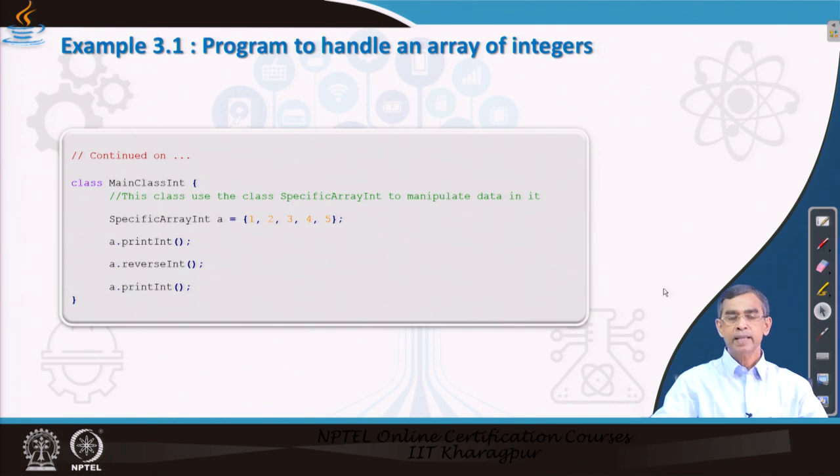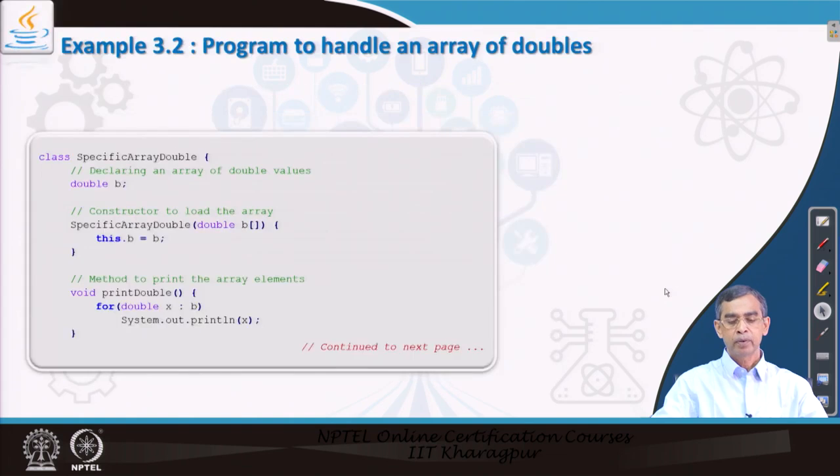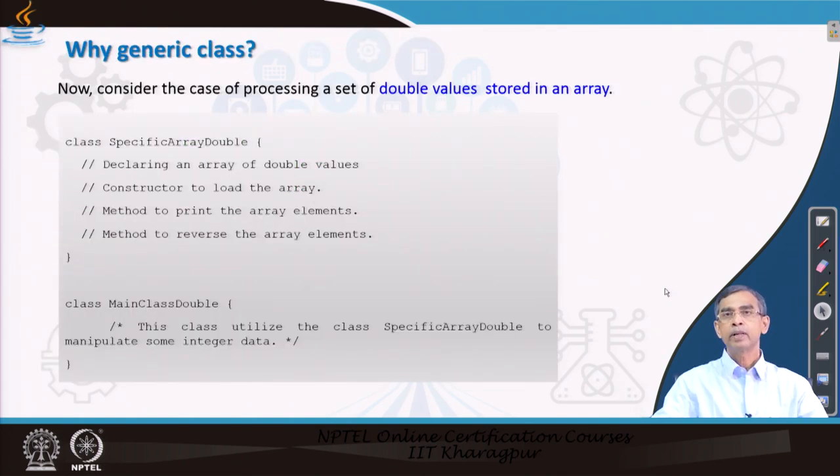If we want to do the same job, but for another type of data, for example, say it is floating point values, then we can repeat the same program, but only for floating point values. As we see here, the same program structure, declaring an array of float values, initializing the arrays, then a method to print the array elements, and finally reversing, and we can call this method in a main class.